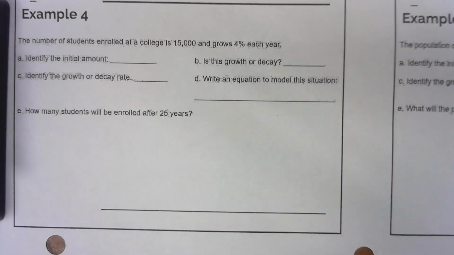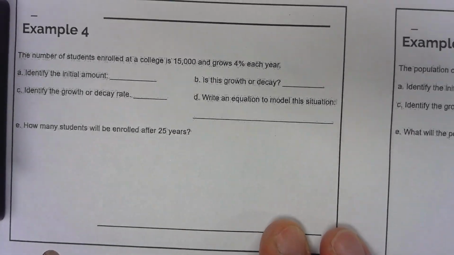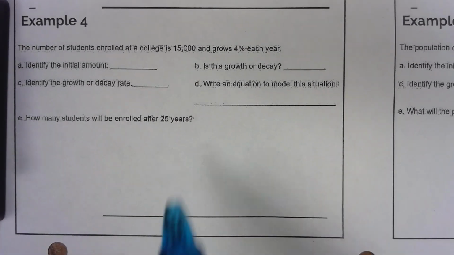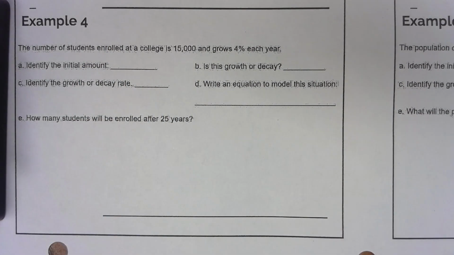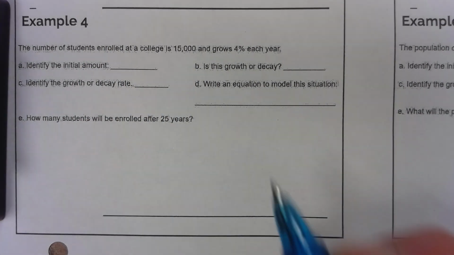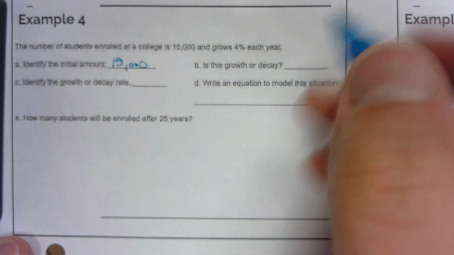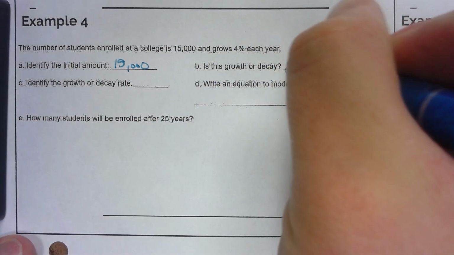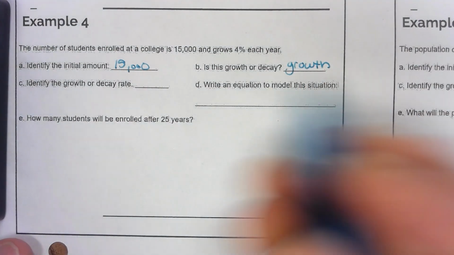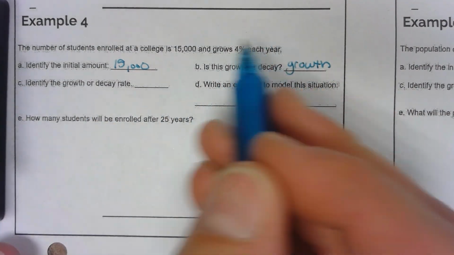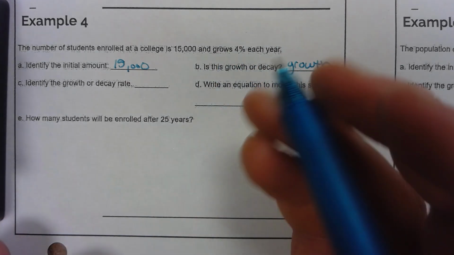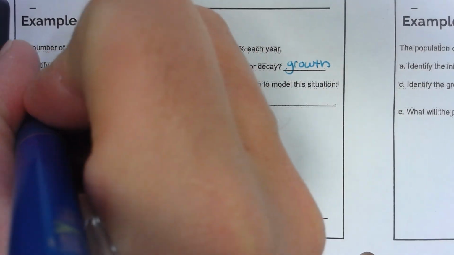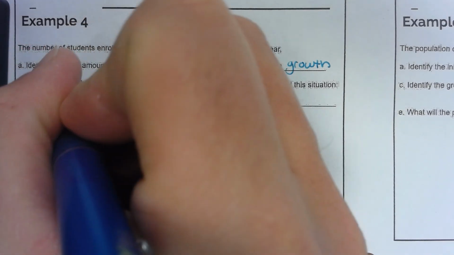Now the rate is being communicated as a percent. Okay, so a little bit different here. So the number of students enrolled at the college is 15,000 and it grows 4% each year. That initial amount's easy to identify. That's the 15,000. Growth or decay, this is growth. And then the rate, we need to take that percent and convert it to a decimal first. So 4% as a decimal is 0.04.